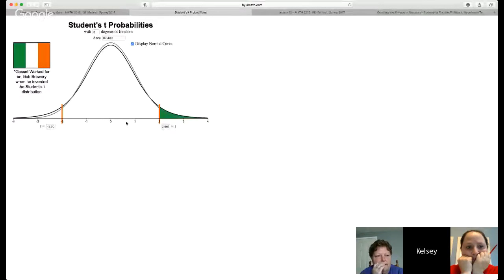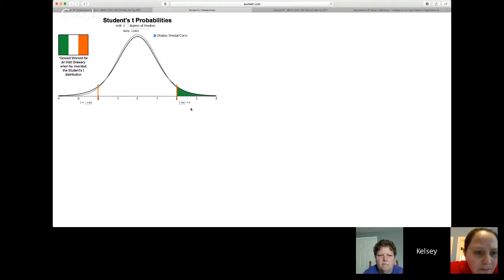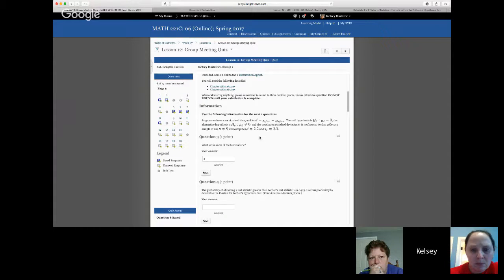So do you guys see that? Uh-huh. So I put 8 for the degrees of freedom because it's 9 minus 1. And then I put 2 for the t-value because we got that in the question above it. And see how the area is 0.403, which is also what it says right there in the question.